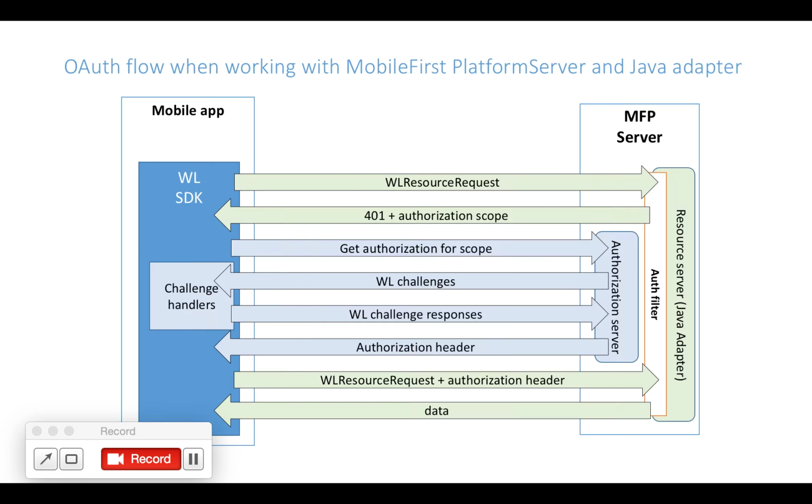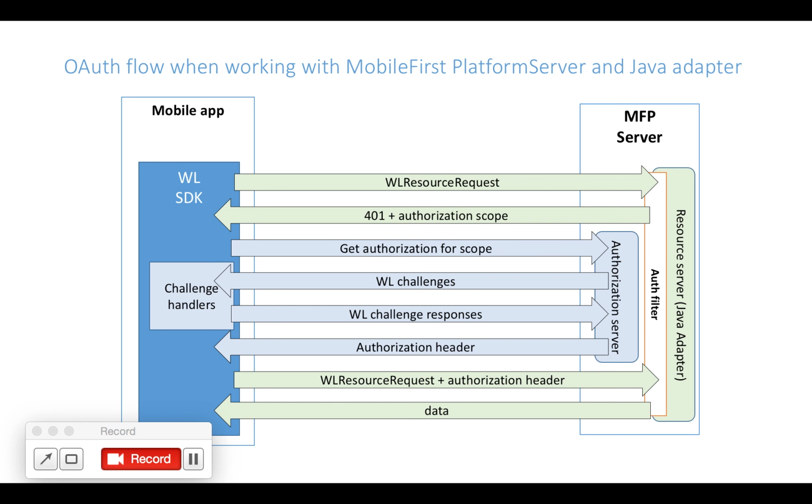So moving next, let's see the auth flow when working with MobileFirst platform server and Java adapter. Java adapter is a new feature introduced in 7.0. The green arrows here show the requests and responses made to the Java adapter, which is considered a resource server. Java adapter is a resource server, right? And the blue ones are the request-response round trips to the authorization server. So if you take a look, it all starts with the SDK.